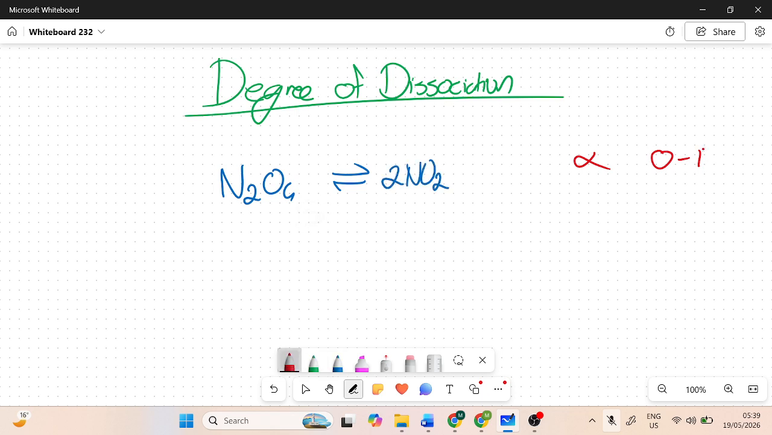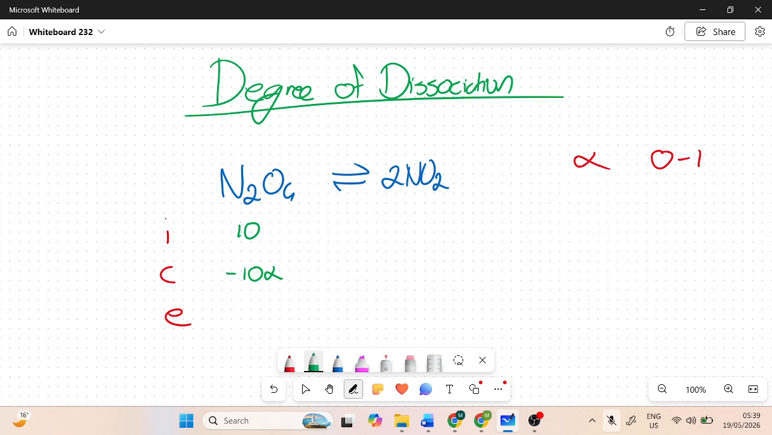You have your ICE table. Now this you have to be extremely careful with. Let's say I have 10 moles of N2O4. The dissociation is going to be minus 10 alpha. The dissociation is going to be a number derived from what you started with. So if I have 10, they have, let's say, 5%, so alpha is 0.05. When I actually work out what dissociated, it has to be 0.5.